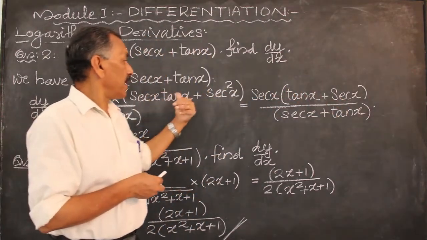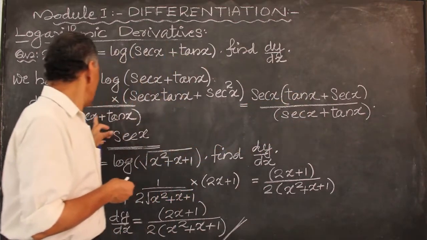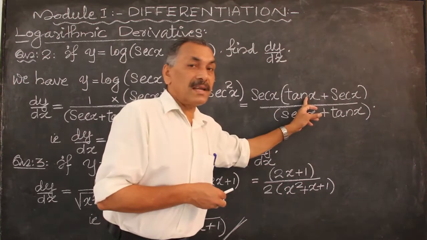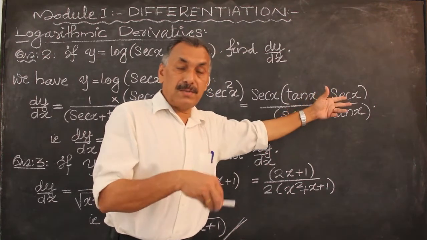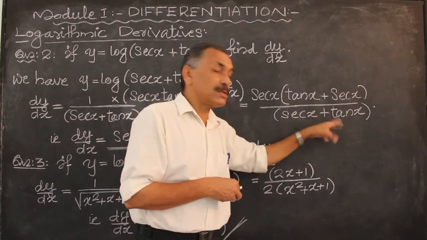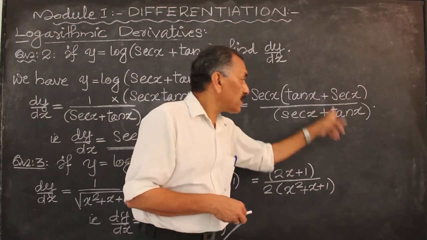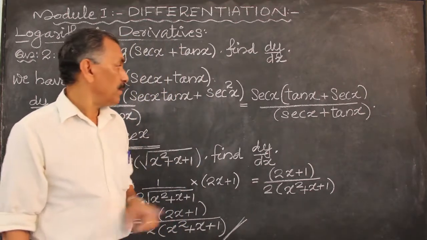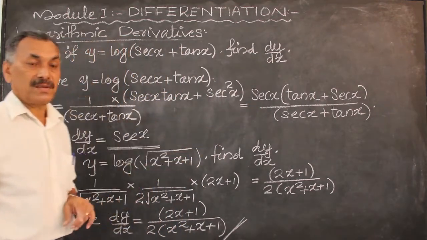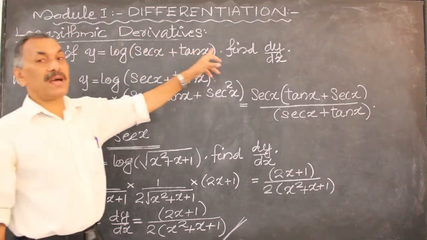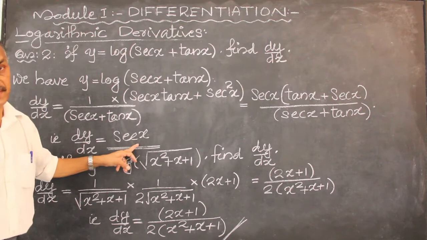Secant x into tan x plus secant x, divided by secant x plus tan x. In this secant x plus tan x, a plus b is equal to b plus a, or tan x plus secant x is equal to secant x plus tan x. Then the denominator secant x plus tan x cancels, multiplied by secant x. So dy by dx, the derivative of log of secant x plus tan x, is equal to secant x.